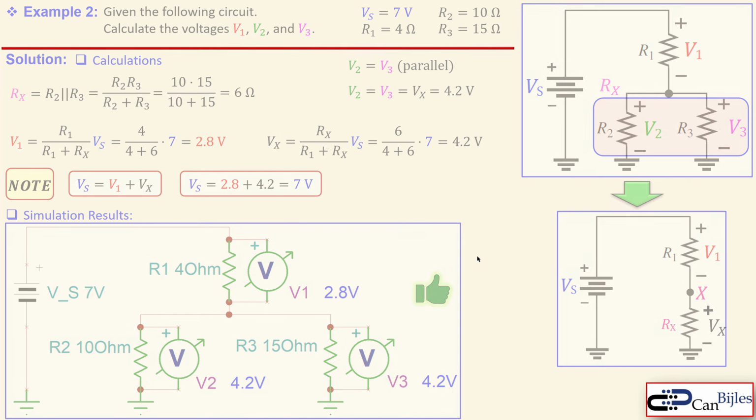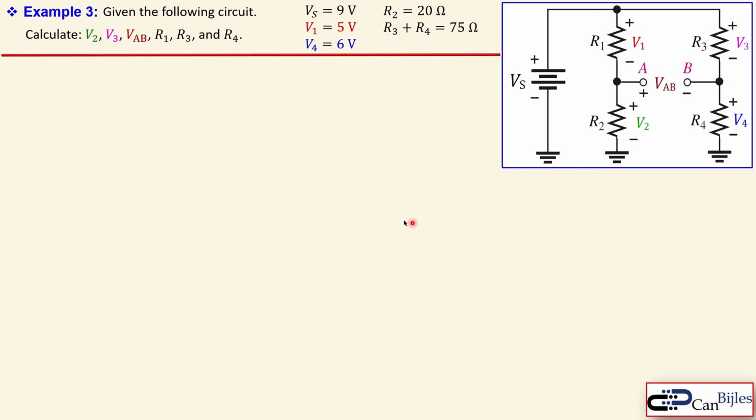Okay, moving on to our example number 3, which is our final example in this video. We now have a little bit more complicated circuit. We have 4 resistors, R1, R2, R3 and R4. And we have one DC source, Vs, which is 9 volts. We also have some values for the voltages. The voltage across R1, V1, is 5 volts. Across R4, V4 is 6 volts.